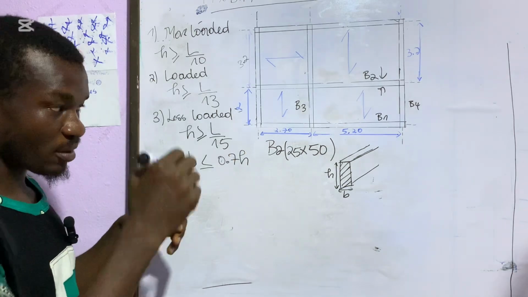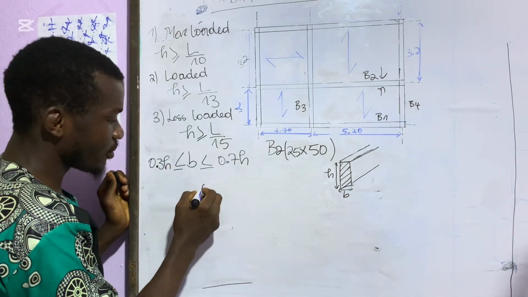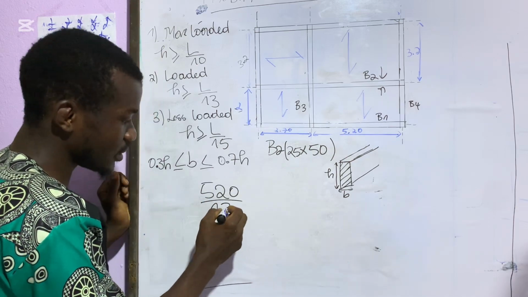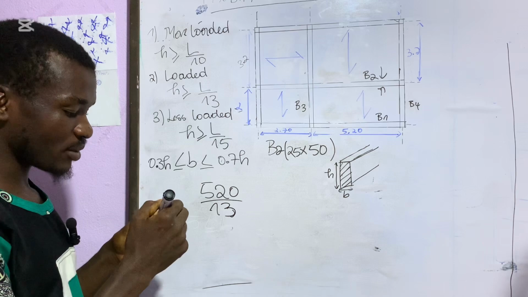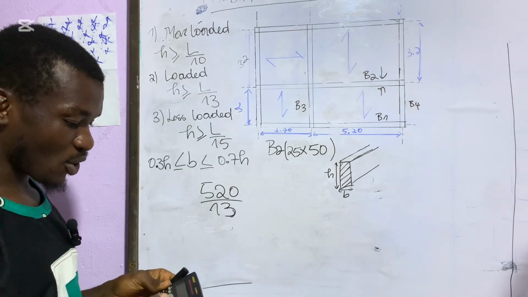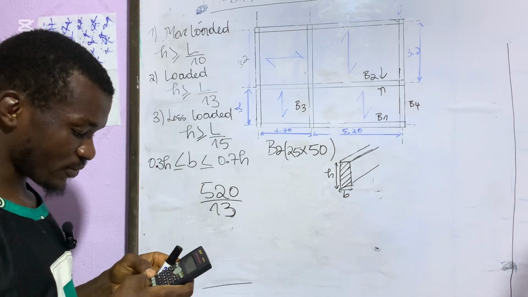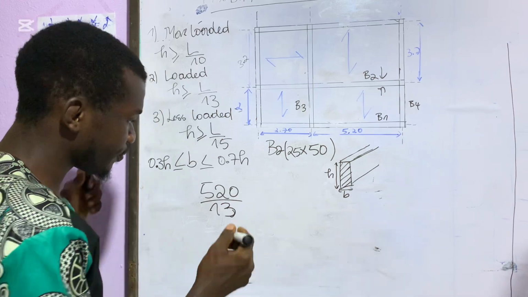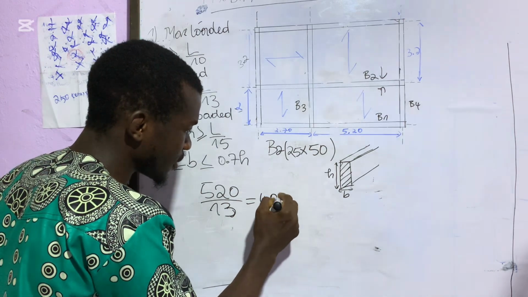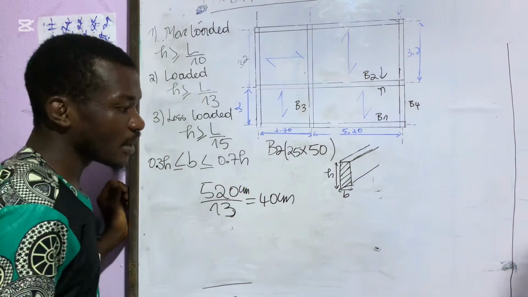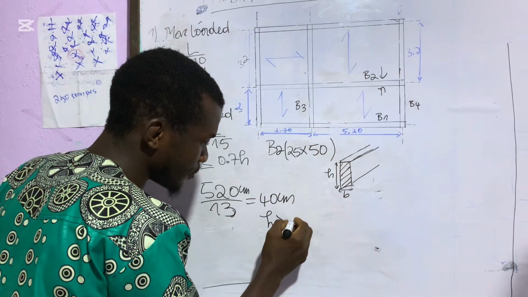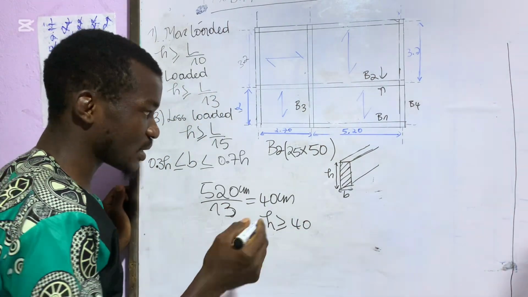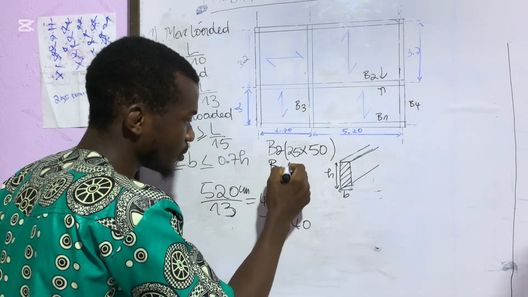To have the depth of B1, we will make 520 centimeter divided by 13. This time we divide by 13 because B1 is just a loaded beam. So 520 divided by 13, we have 40. Okay, so it gives us 40 centimeter. Now the condition said h should be greater or equal than 40. So here we can directly take 40. It does not matter.